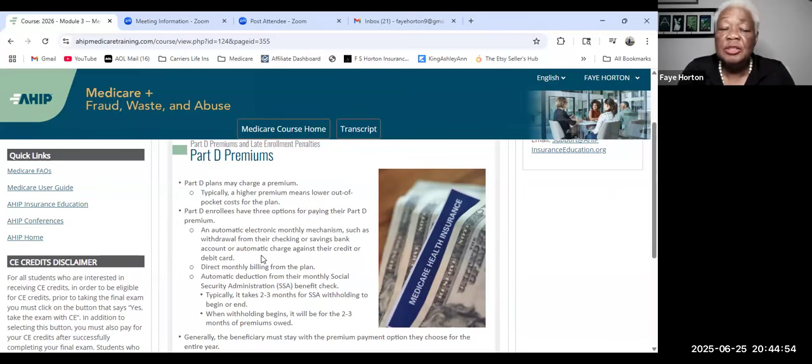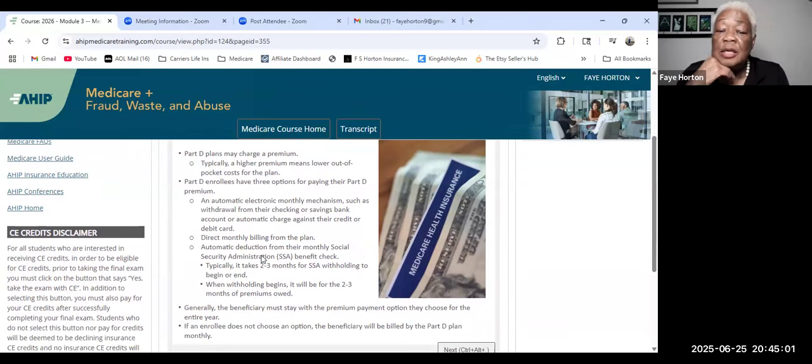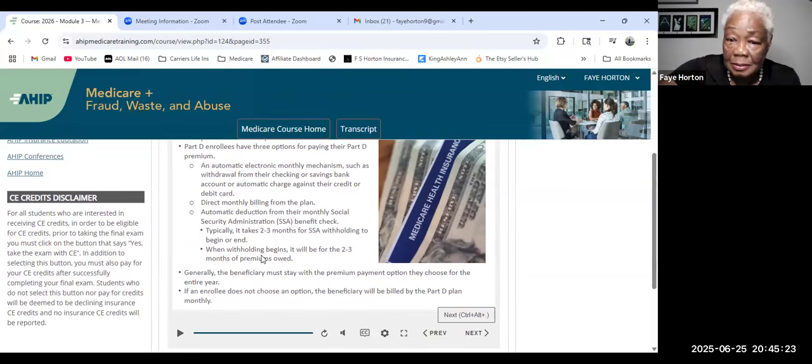Typically, it takes 2 to 3 months for Social Security withholding to begin or end. When withholding begins, it will be for 2 to 3 months of the premium owed. Generally, the beneficiary must stay with the premium payment option they choose for the entire year. If an enrollee does not choose an option, the beneficiary will be billed by the plan monthly.